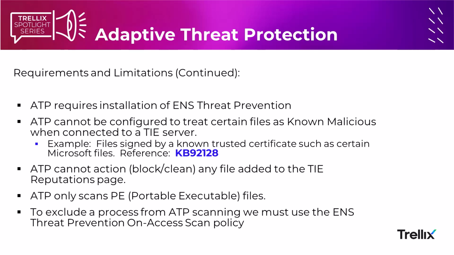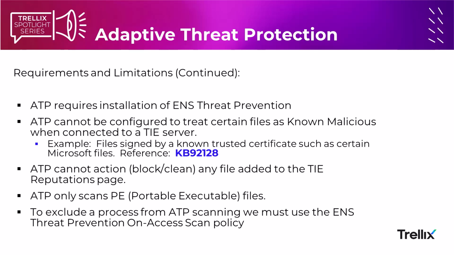And we start digging into it, and what we find is that the files that were added to the TIE reputations page are not PE files. They're not portable executables. So you can't take something like a batch file, right, or a PDF, right, or a text file, add it to the TIE reputations page, change the reputation on it, and then expect ATP on the endpoint to start nuking those off of all the machines in the environment. It doesn't work that way, right? And I think that's the piece that we've got to make sure that we're clear on.